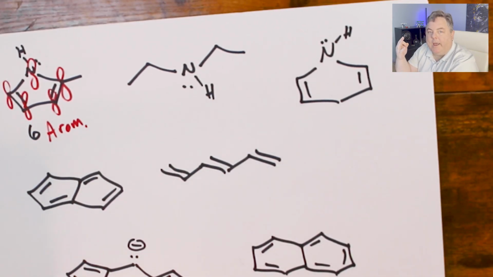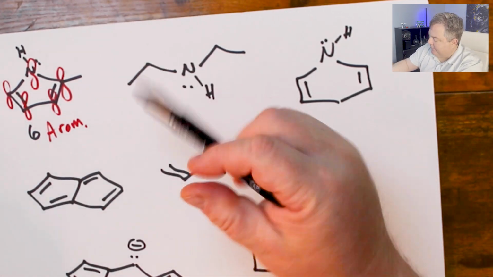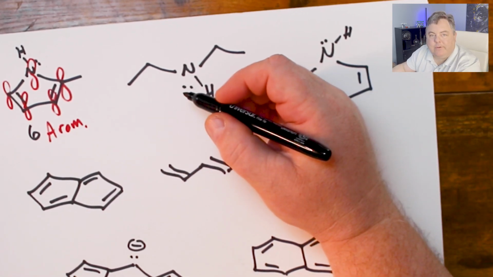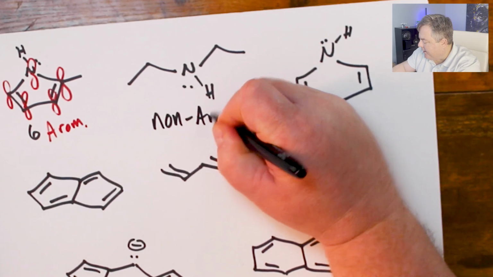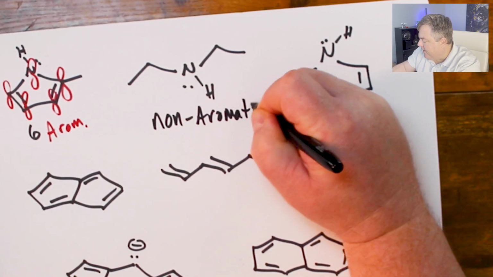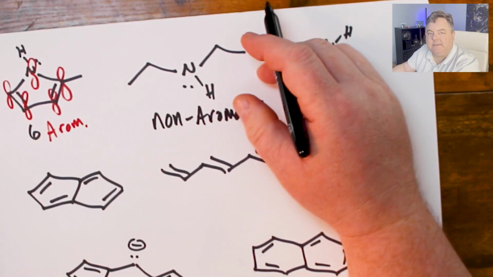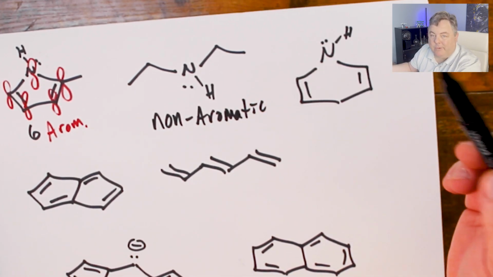This one, do I have all 3 things? Is it a ring? No, it's not. So this one, I never even get to count to 4n or 4n plus 2. This is non-aromatic. It's not aromatic. It's not anti-aromatic. It's just nothing. So I didn't have a ring.